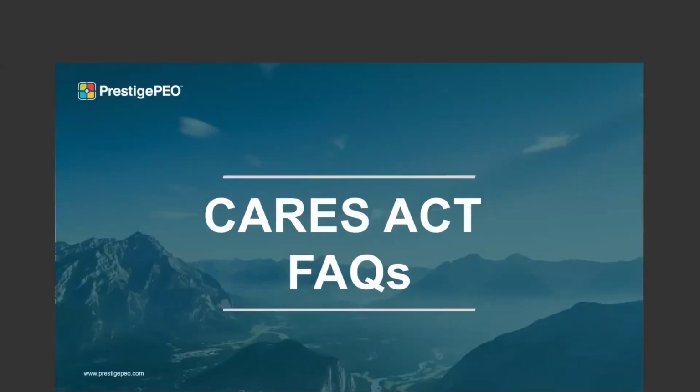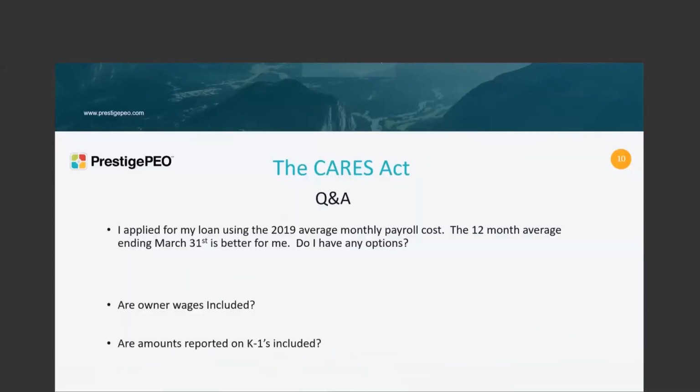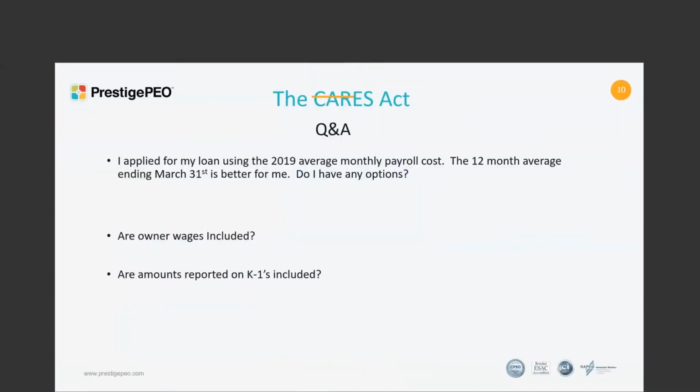There's lots of questions, and so we're going to cover a few of those for you today. My first question that I'm sure you're all asking is, wait a minute, I applied for my loan using the 2019 report you gave me, which was the regulation at the time. What are my options now?